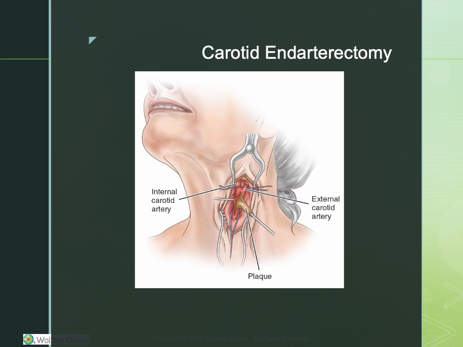Here's a picture of carotid endarterectomy. If you want to know what that looks like, there you have it. We're not going to get into the weeds of it, but that's what they're doing.